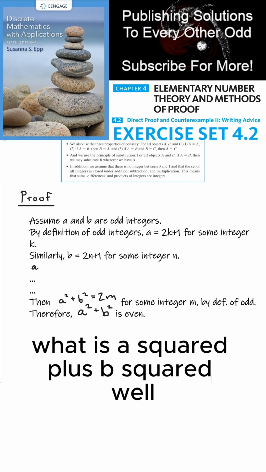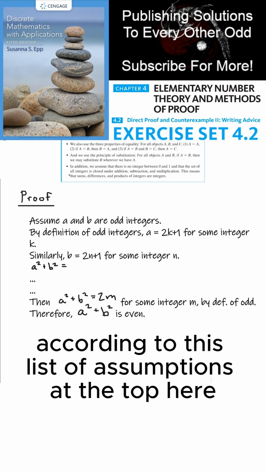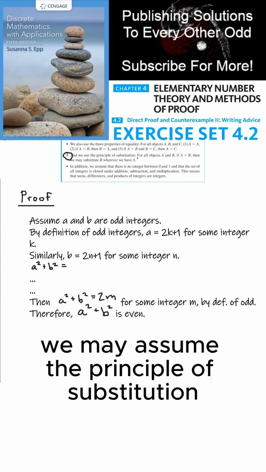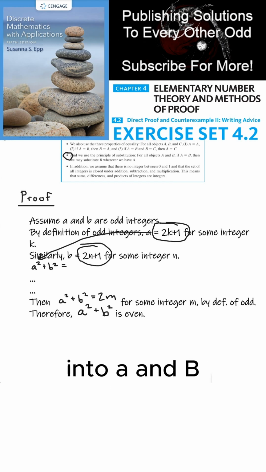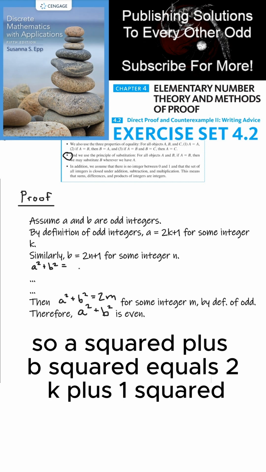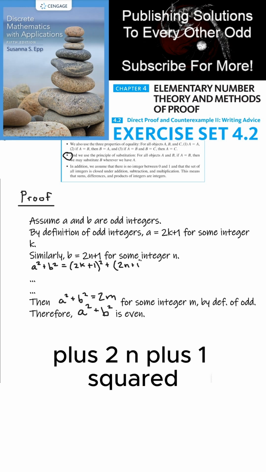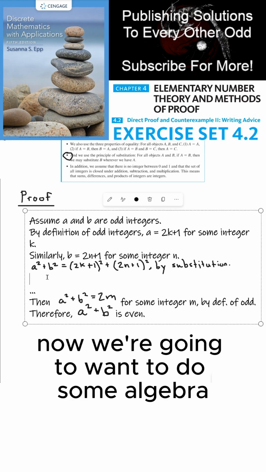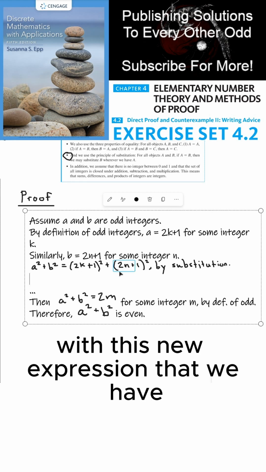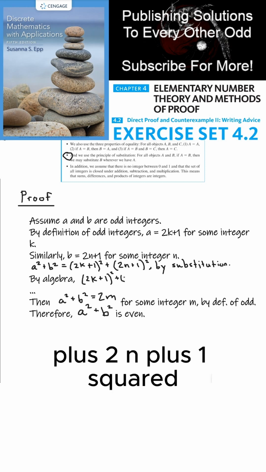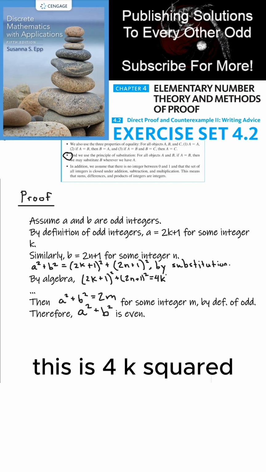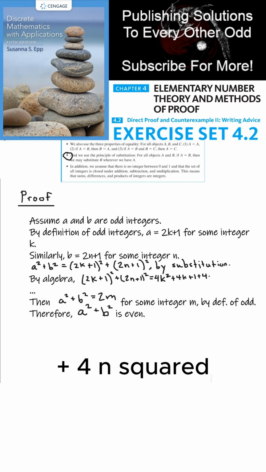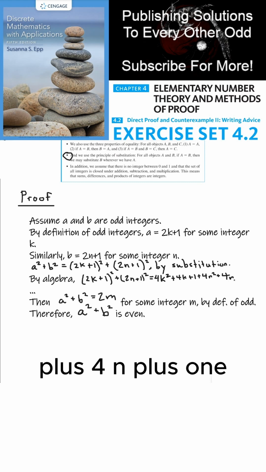So let's investigate what a squared plus b squared is. Well, according to this list of assumptions at the top here, we may assume the principle of substitution. So we can substitute 2k plus 1 and 2n plus 1 for a and b respectively. So a squared plus b squared equals (2k plus 1) squared plus (2n plus 1) squared. And this is by substitution. Now we're going to want to do some algebra with this new expression. So by algebra, we could start by expanding these expressions by multiplying the factors. This is 4k squared plus 4k plus 1 plus 4n squared plus 4n plus 1.